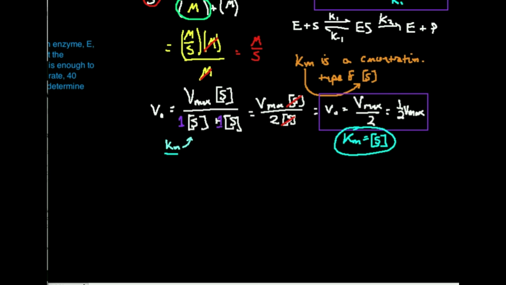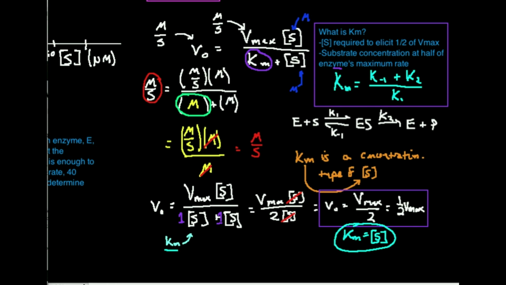Okay? So this essentially is the proof that the Km, or the Michaelis constant, is the substrate concentration at 1/2 of the Vmax. So I hope this video gave you some intuition, hope it helped.